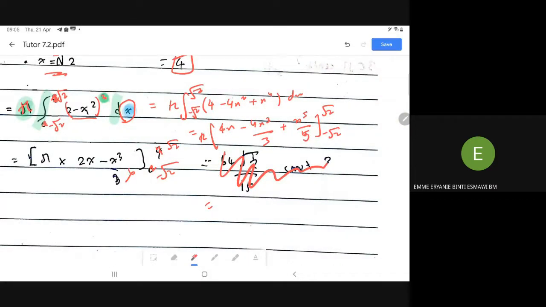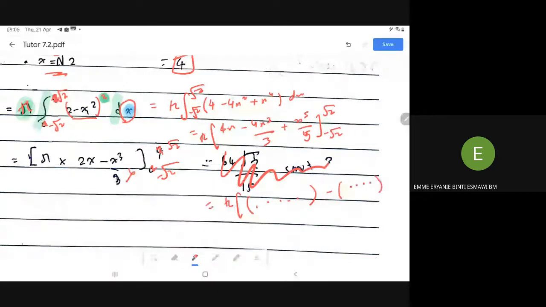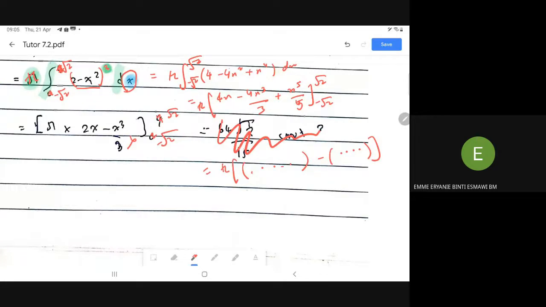Okay, lepas tu kita pun masukkan nilai. Okay, substitute set tu dulu and then negative set tu. Dah masukkan tu, bla bla bla, tekan kalkulator, ada mesti 64 set 2/55 unit cube. Boleh mana? Boleh betul.